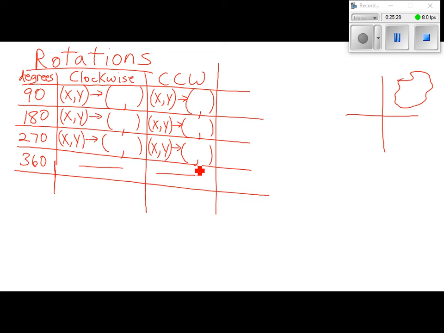For 90 degrees clockwise, somebody help me out. What's the rule for 90 degrees clockwise? (b, negative a). So how am I going to write that if I'm using x and y? (y, negative x). Everybody agree with that?